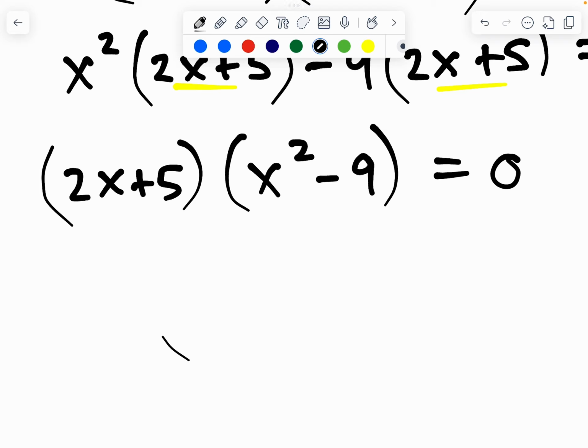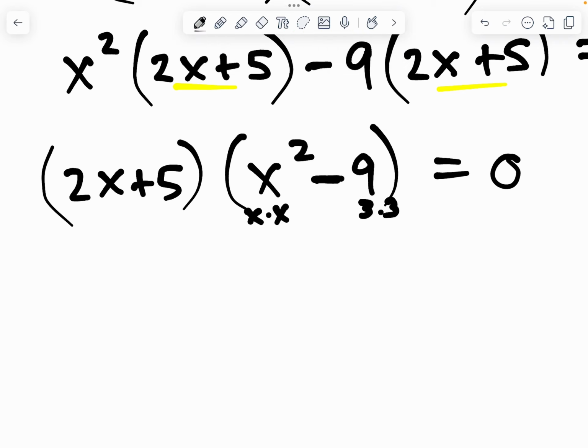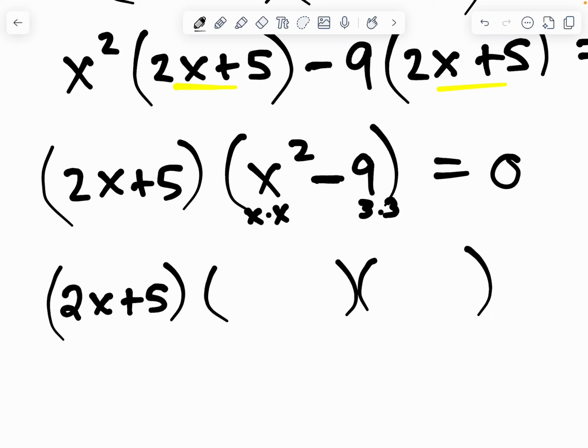Is x squared minus 9? Since it's minus, it is the difference of two squares. This is x times x, 3 times 3, and you guys will get used to seeing those. You're going to know exactly which ones are perfect or difference of two squares because we see them so often, and they're your basic ones. So I'm going to keep 2x plus 5. Difference of two squares factors into two factors, one positive, one negative. So we're going to have x plus 3 and x minus 3 equal to 0.